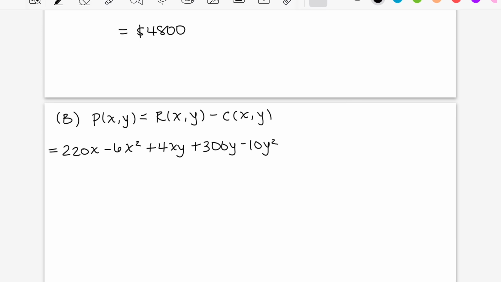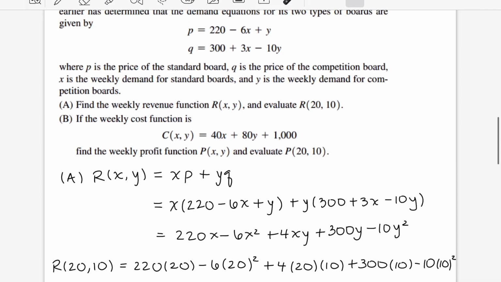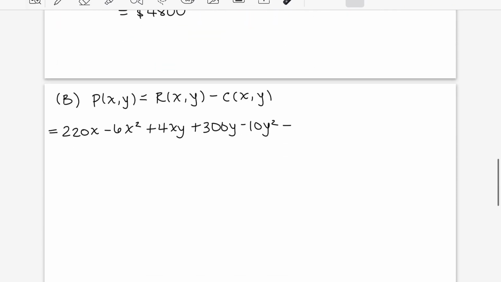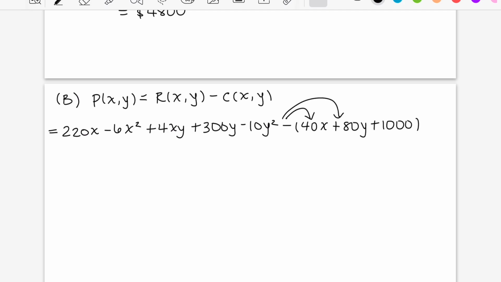So this is our revenue function. And then we were told that our cost function is given by this guy here. So subtracting that out, all right, we'll simplify this a little bit. We know that this minus sign is going to distribute to every single term here. Combining like terms, we see that we have a 220x here, and then we'll have a minus 40x. So this will give us 180x.